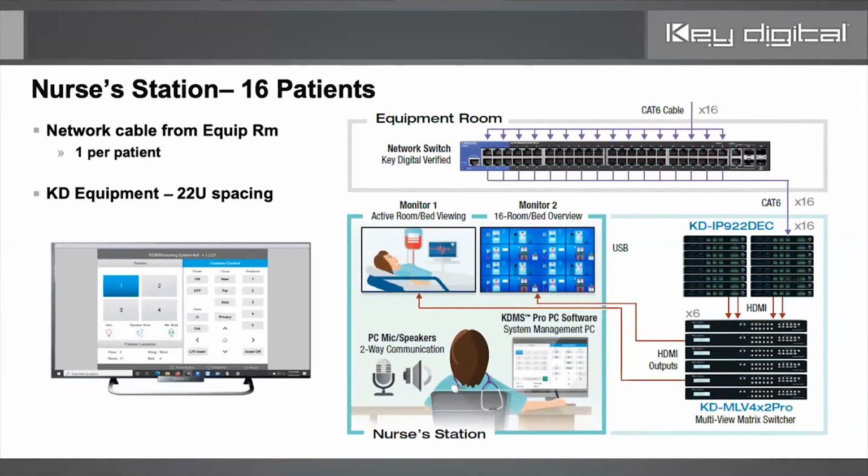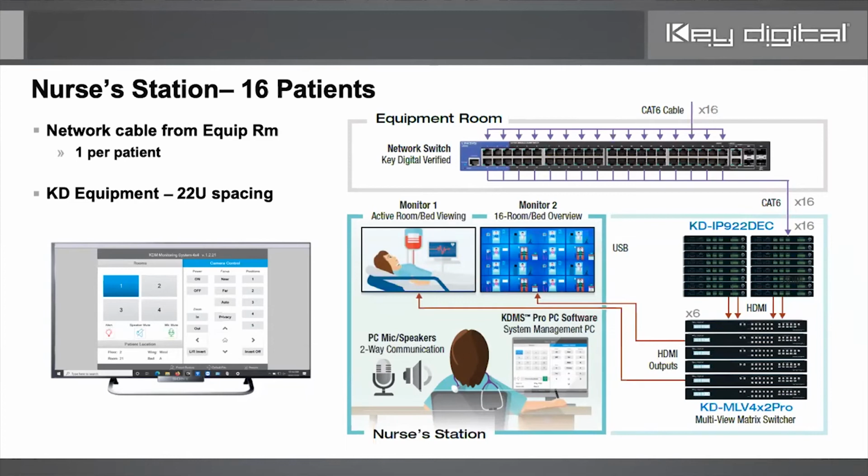Again, increments of 4. Because the MLV 4x2 is a 4 tiler, it tiles 4 images, so these things work in increments of 4. If you take a 16 unit here, 16 different patient rooms, you have 16 decoders on the right. You can see the KD IP922 decoder, and then you have 4 MLV 4x2 Pros. If you keep doing the math, you can figure out that we can stack these as big as they need to be stacked.